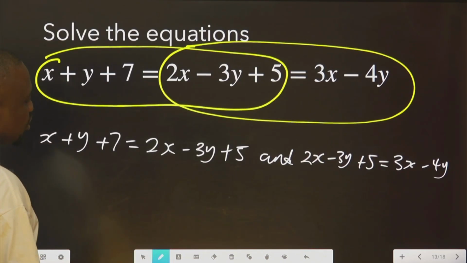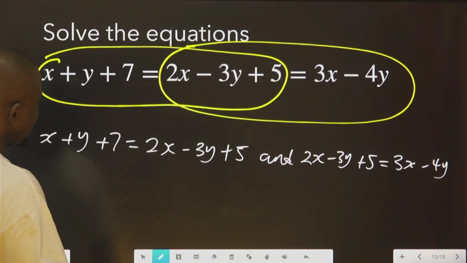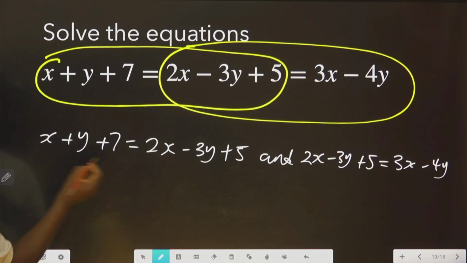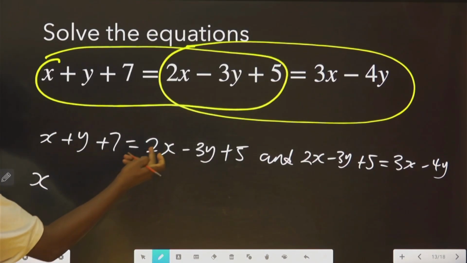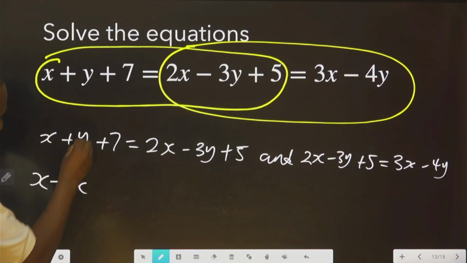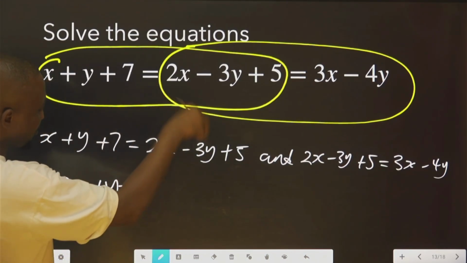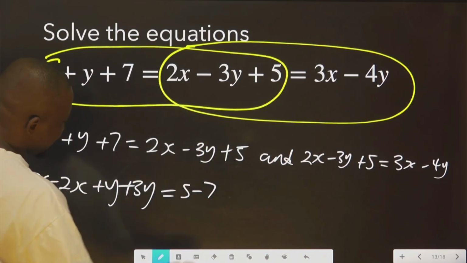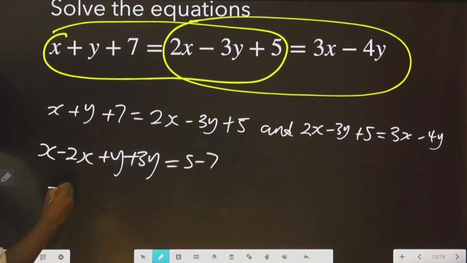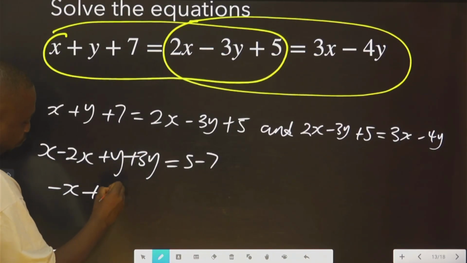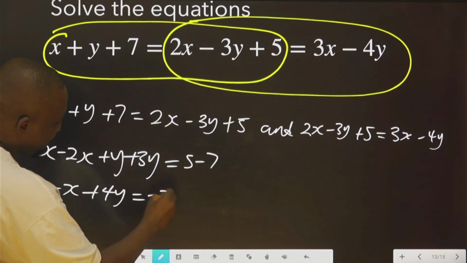Now you can continue this. Let's move all this to this side. That is x. Now we move this to this side, minus 2x plus y. We move this to this side, plus 3y. We move this to this side to have 5 minus 7. You agree with me? This is minus x. This will give us plus 4y equals to this is minus 2.